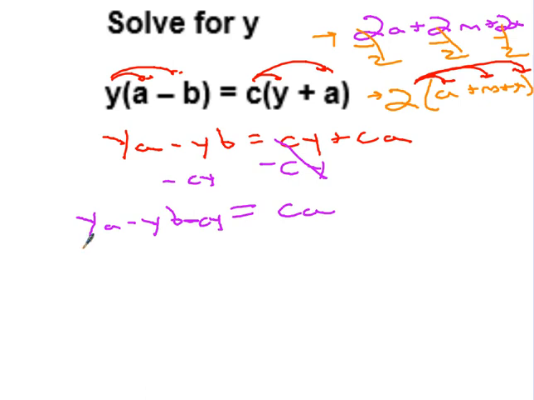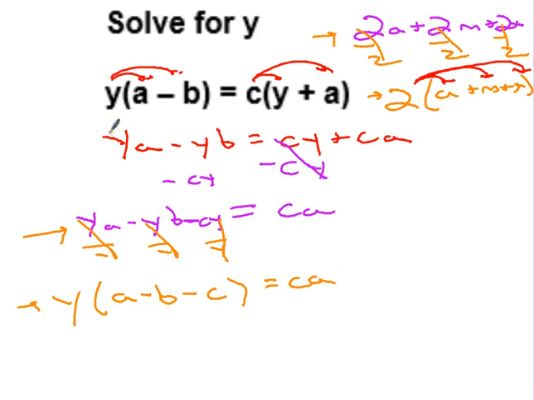I can divide everything by y, but because I'm only doing it on the left-hand side, I'm just doing this to simplify this side. So it's really bringing it outside, and I'm left with a minus b minus c. I just did the distributive property backwards. If I were to do the distributive property, y times a is ya, y times negative b is negative yb, y times negative c is negative cy, or negative yc. It doesn't matter which order I write it in. So I factored out a y here.